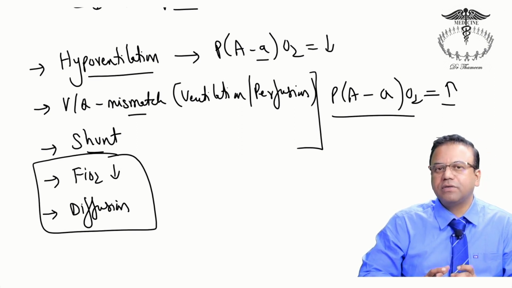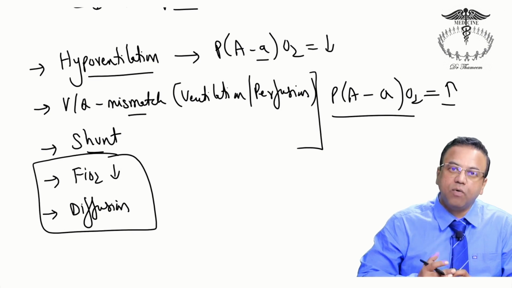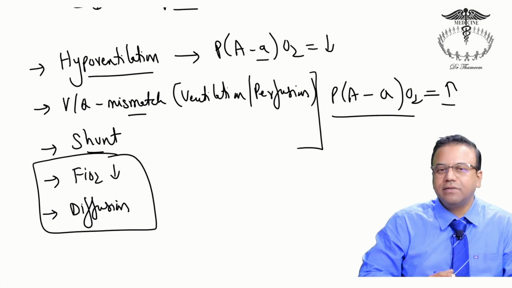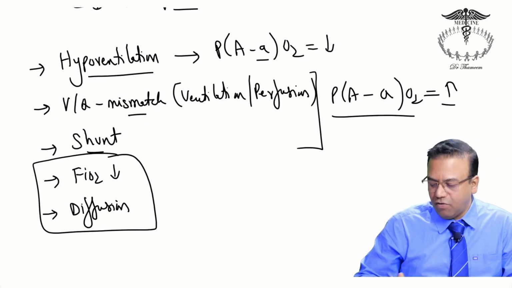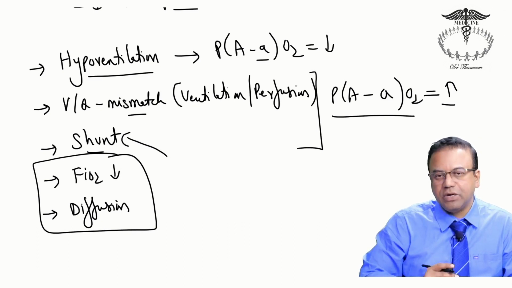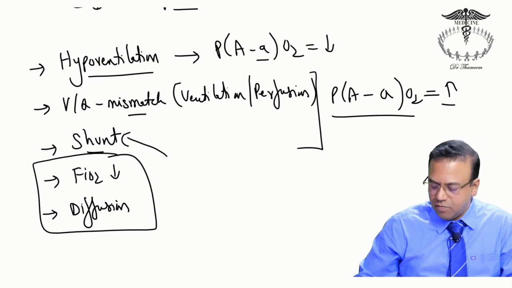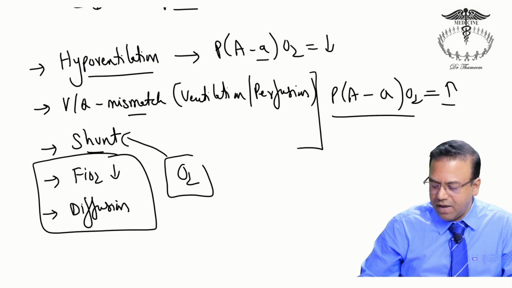If you find that the arterial oxygen is improving on giving 100% oxygen, then this is clearly a VQ mismatch. But if you give oxygen and there's no benefit to the patient, if the gap doesn't change, then this is simply a shunt phenomenon. A shunt is simply giving higher FiO2.